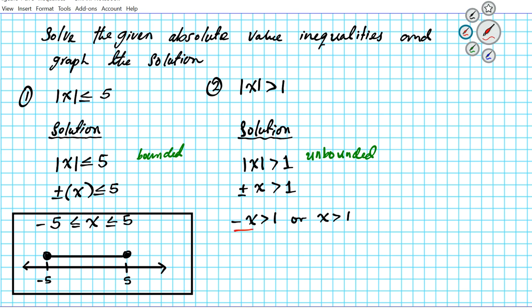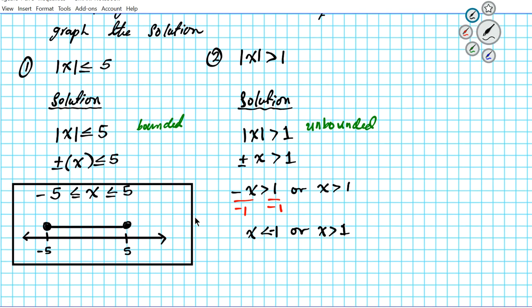You divide this one by negative 1. Now, what happens when you divide an inequality by a negative? The signs flip, okay? So this becomes x is less than negative 1, sorry, because positive divided by negative is negative, or x is greater than 1. So you're either to the left or to the right of your boundary points.